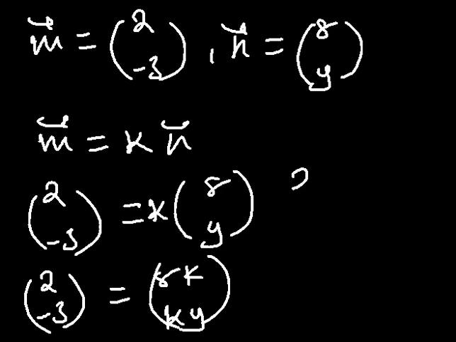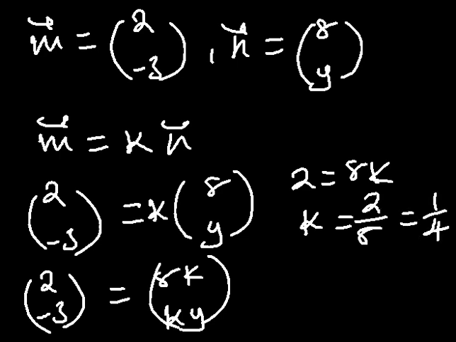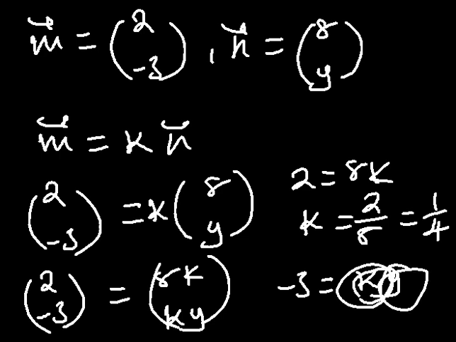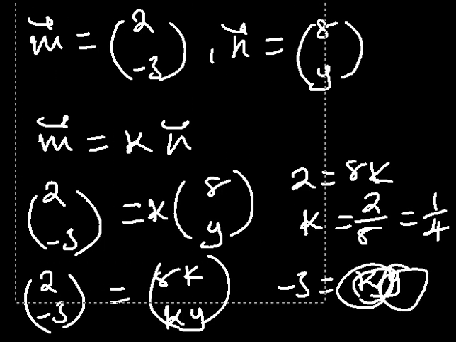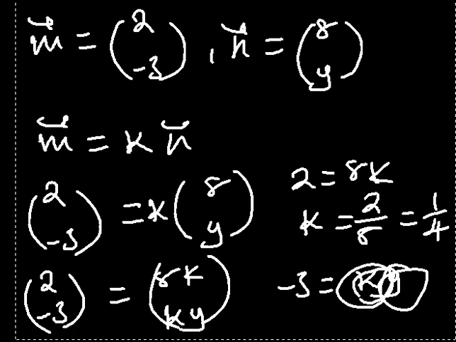In this case, we have 2 equal to 8k, of which k will be 2 over 8, which is the same as 1 over 4. Then we have -3 equal to ky. We substitute for k here, so try to have it that way. You have to work it out in that way.